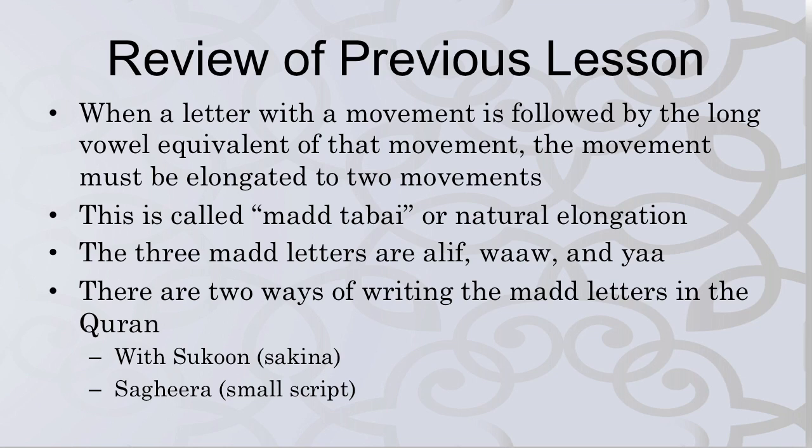So what are the mad letters? The three mad letters are alif, waaw, and ya. And whenever a maftooha letter is followed by an alif sukoon, it must be extended to two movements. A madmuma letter is followed by a waaw sukoon, it must be extended to two movements. And a maksura letter is followed by a ya sukoon, it must be extended to two movements.